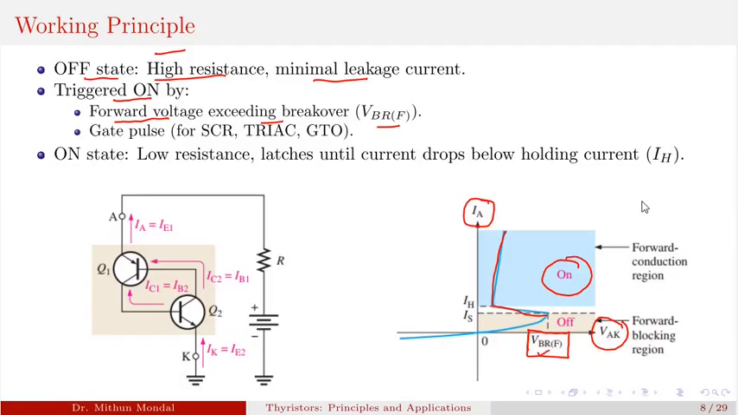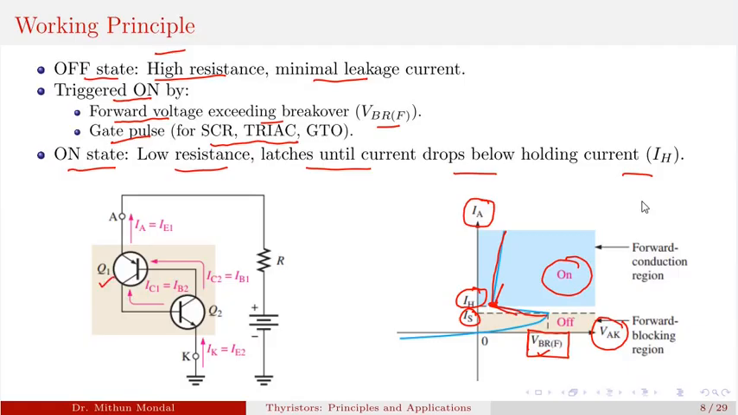In this thyristor, whether it is a Shockley thyristor, you will not have a gate signal, but you will require the gate pulse for the other thyristor families like SCR, Triac and GTO. In the on state, the resistance is low and it latches until the current drops below the holding current. So here you have two currents, one is the holding current and another is the switching current. If the current falls below the holding current, then the thyristor will be off, and the thyristor has to maintain this minimum amount of current to remain in the on state.